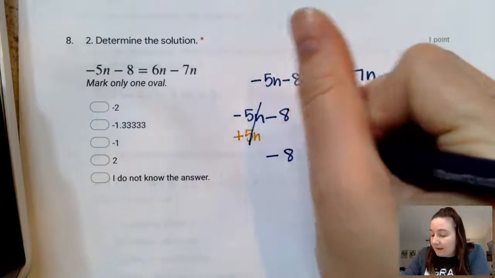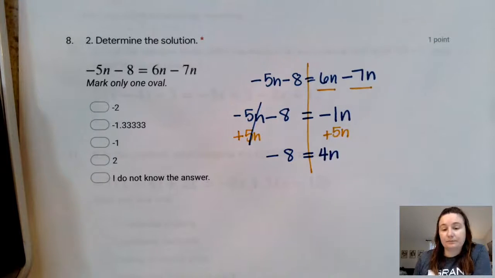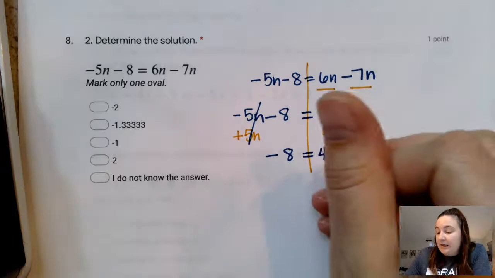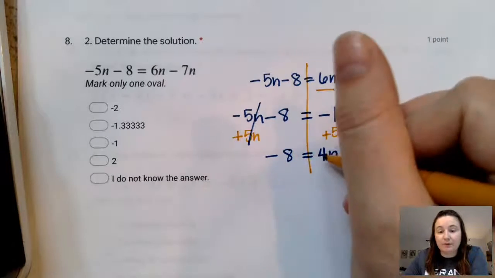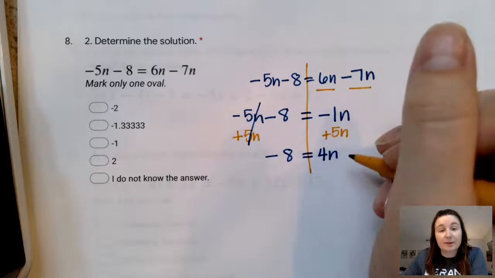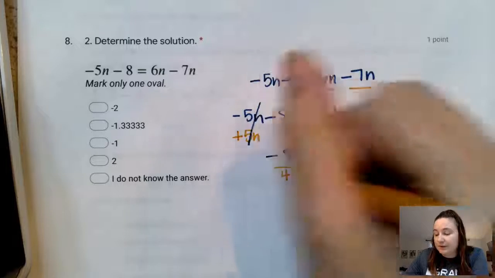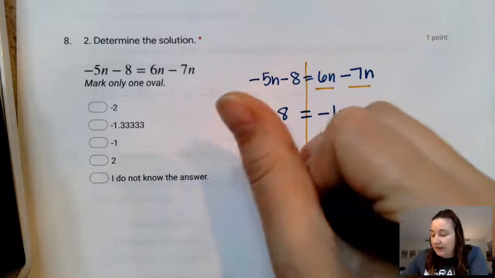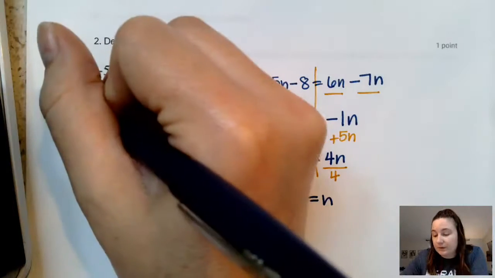And we get -8 equals positive 4n. Now when I'm trying to isolate n, I'm trying to get that by itself, I need to get rid of the 4. Since these are being multiplied, I can use the inverse of multiplication, which is division, to get my answer of -2.